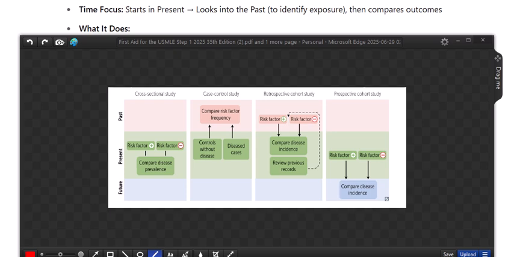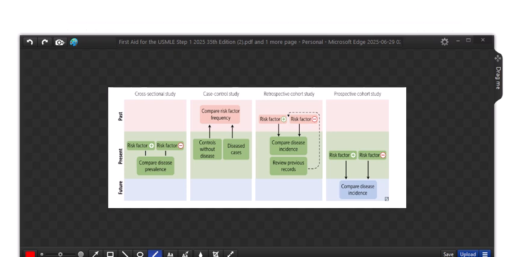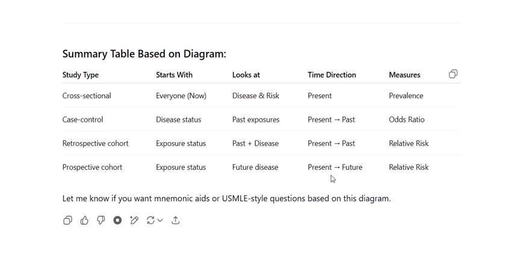Summary table, based on the diagram. Study type, starts with, looks at, time direction, measures. Cross-sectional: everyone, disease and risk, present, prevalence. Case control: disease status, past exposures, present, odds ratio. Retrospective cohort: exposure status, past plus disease, present, relative risk. Prospective cohort: exposure status, future disease, present to future, relative risk.